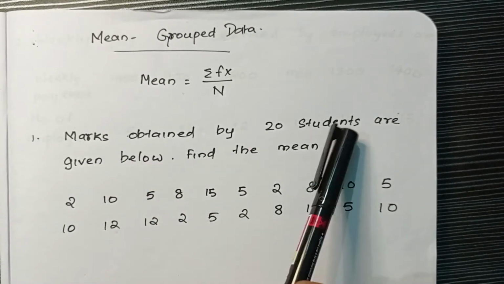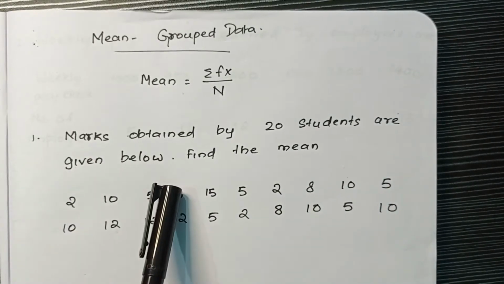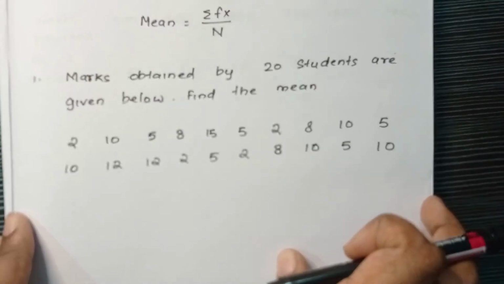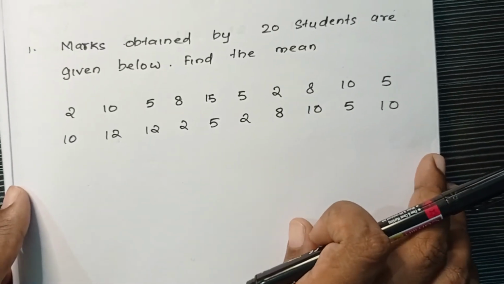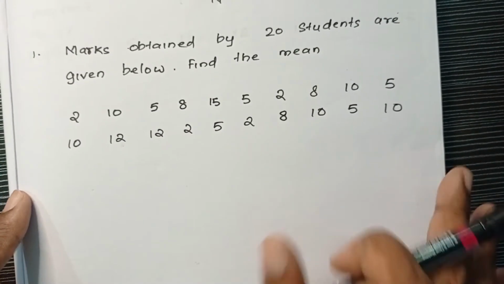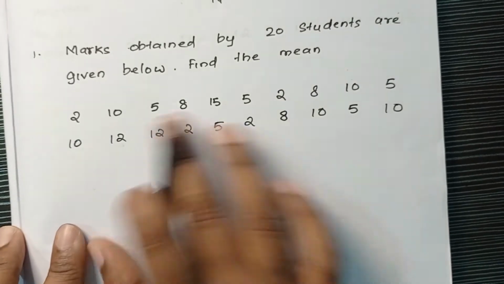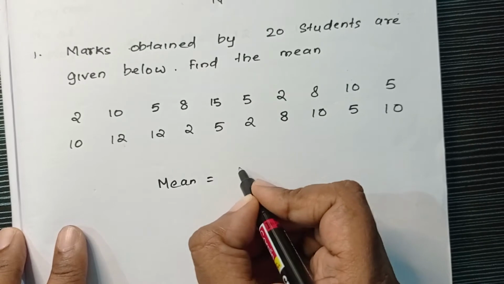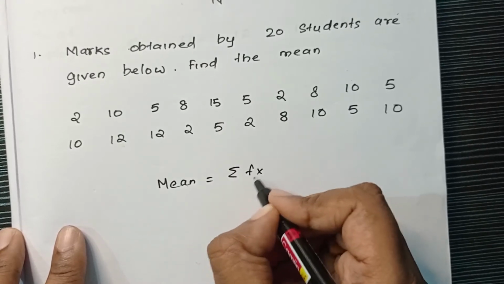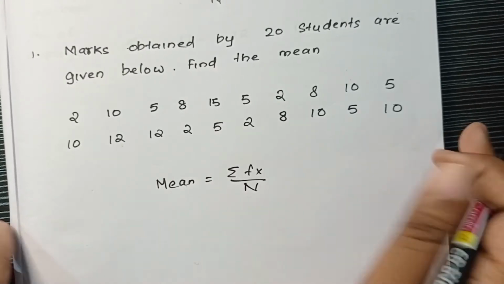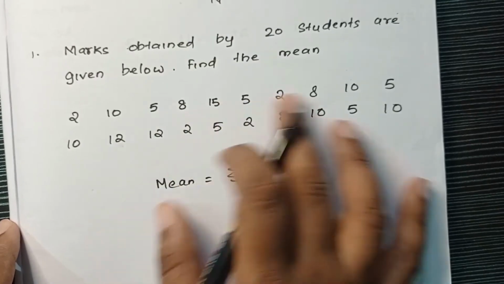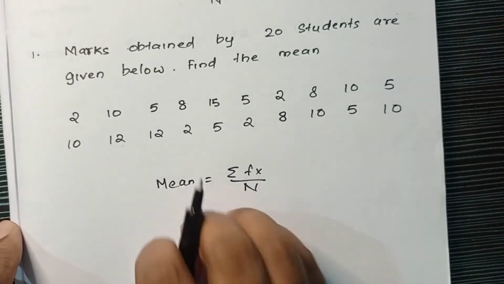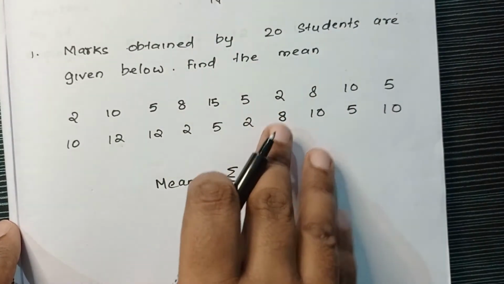Marks obtained by 20 students are given below. You have to calculate the mean. How are we going to do that? We are going to use this formula for grouped data: mean equal to summation of fx by n. Now you can see that this is also kind of ungrouped data. We can use the formula summation x by n, but that will take more time.